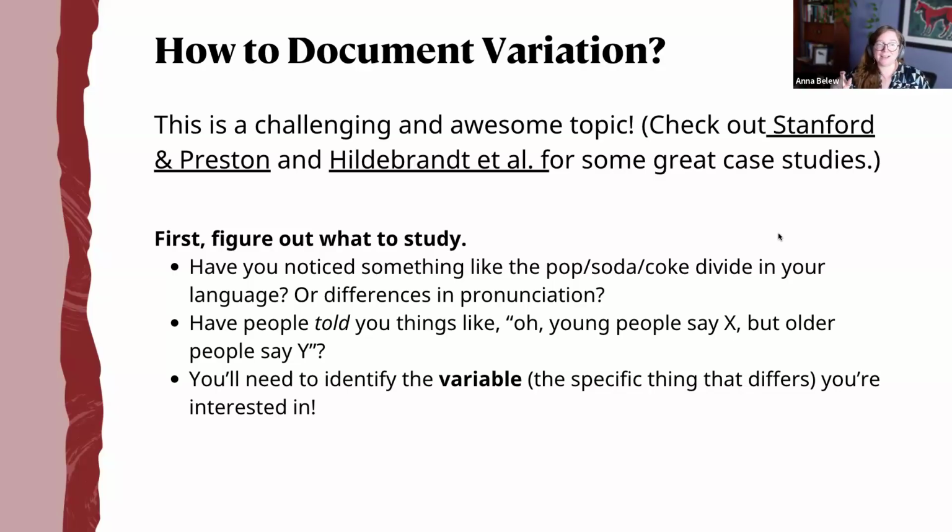But you'll want to identify the specific variable, right? So in the case of pop soda Coke, the word for fizzy drink is the variable, and that is the little thing that differs between people or between groups. You want to identify the variable that you're looking at. So these are some clues as to how to find variables that you could look at further.